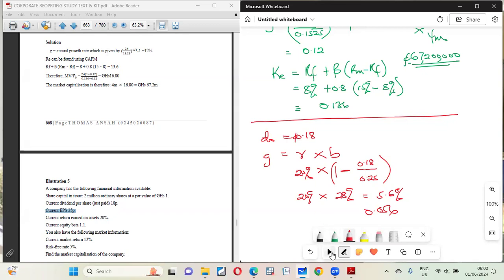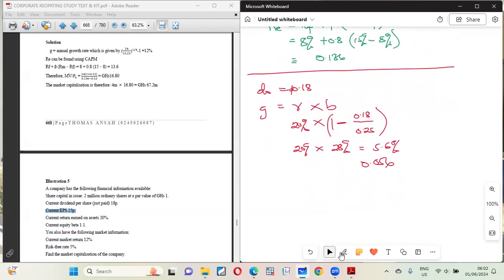Then how do we find KE? We still use our CAPM formula, KE equals RF plus beta times the bracket RM minus RF. What is RF in this question? RF is 5%, and beta, we are told, is 1.1. Then into the bracket, RM minus RF. Here we were given the current market return, that is RM, which is 12%, minus the risk-free rate, which is 5%. I've told you that the thing in the bracket is called the risk premium or market premium.